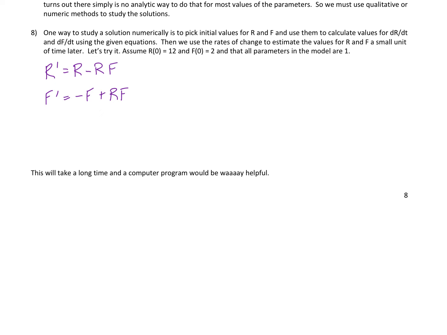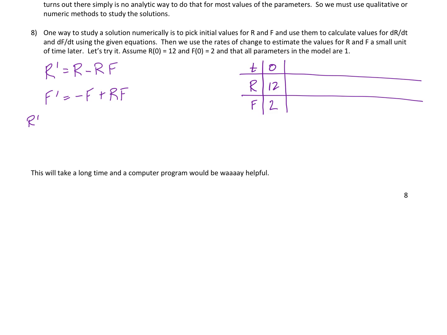Okay, so we'll make a little chart here for t, r, and f that we will use to keep track of what we know so far. Right now, we know that when t is 0, r is 12, and f is 2. Now we can find rates of change by plugging in here.